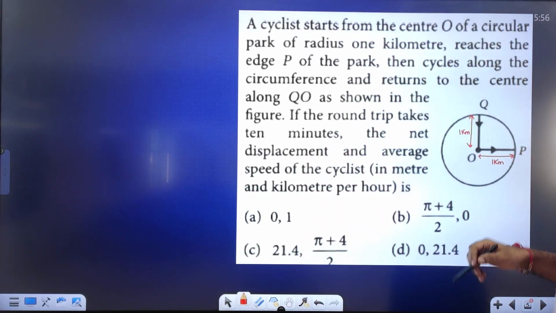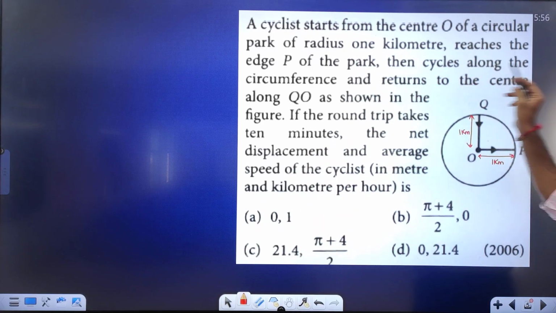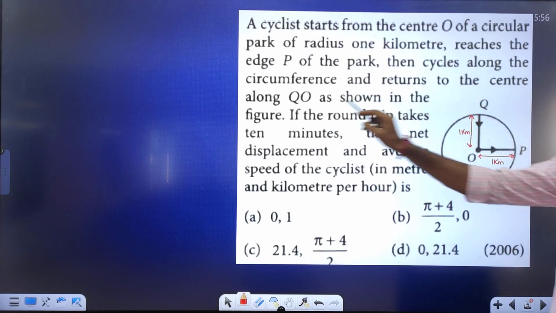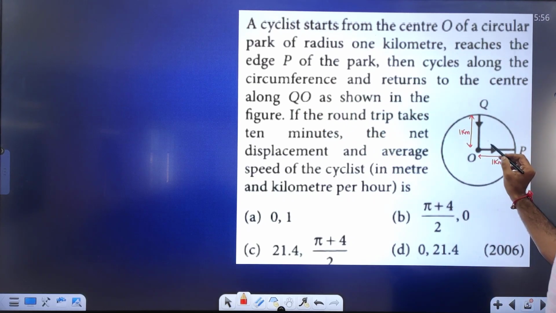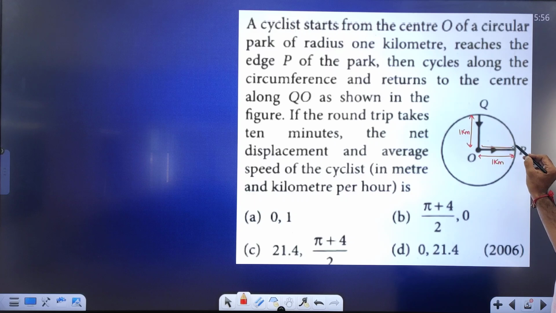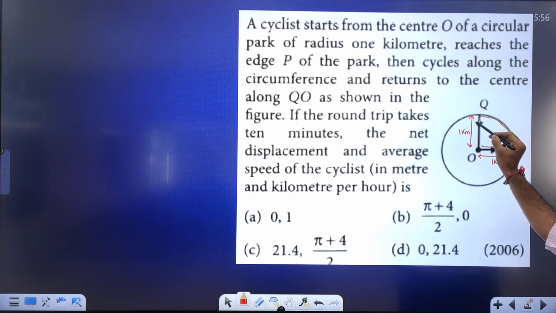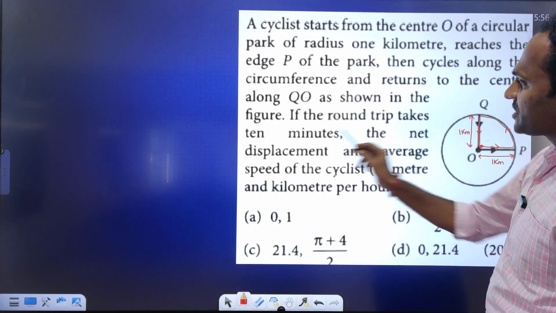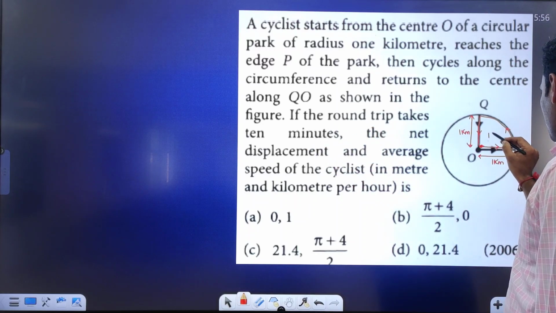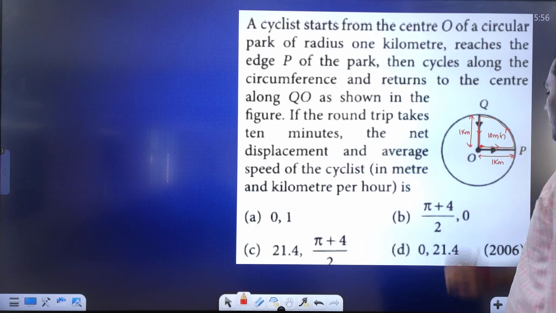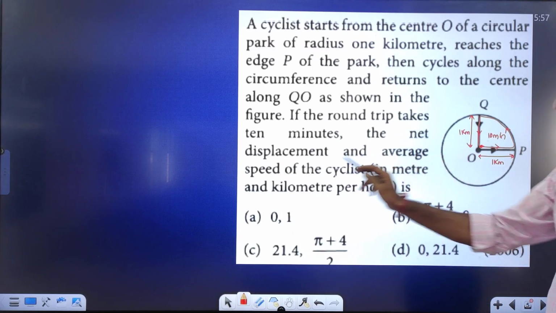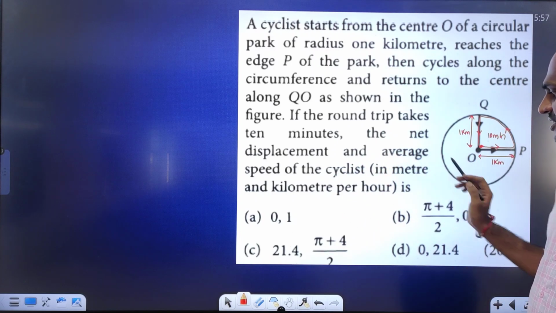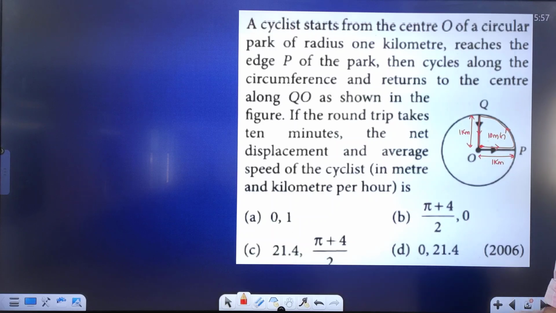Then, what does it say? Then the cyclist cycles along the circumference and returns to the center along QO. So his path is like this: he starts from O and goes to P, from P he comes to Q, and from Q he comes back to O. So this is his journey. If the round trip takes 10 minutes, that means he has taken 10 minutes to complete this journey. The net displacement and the average speed of the cyclist is? Net displacement and average speed he is asking.